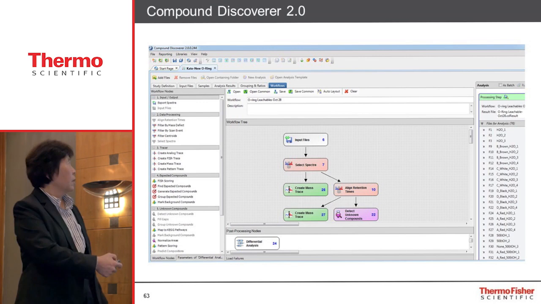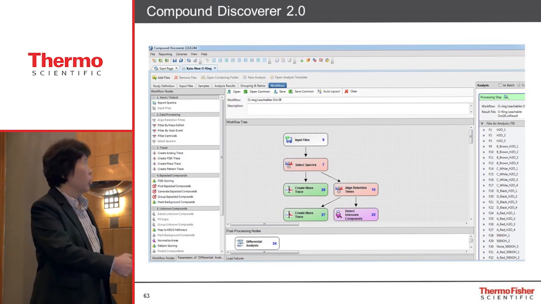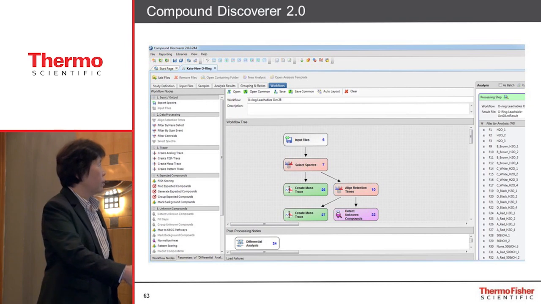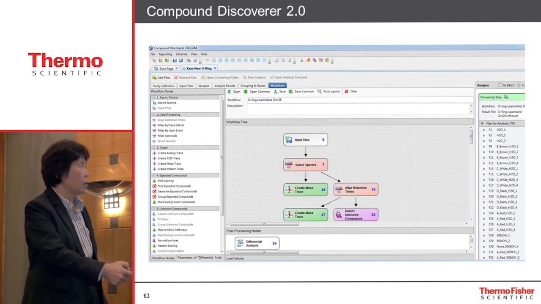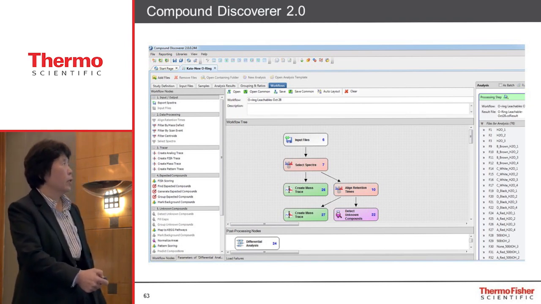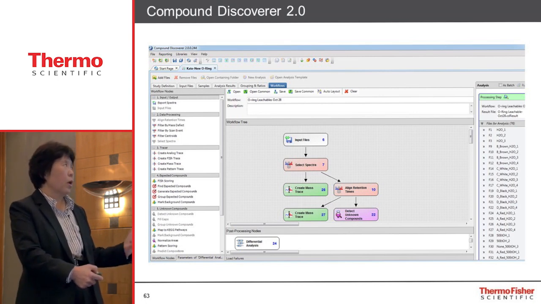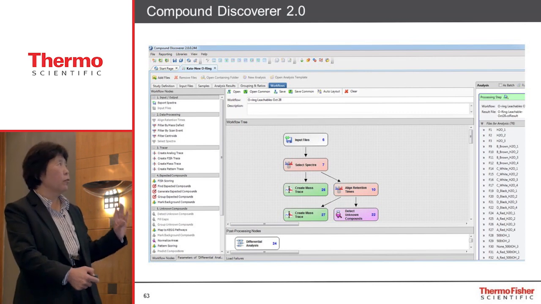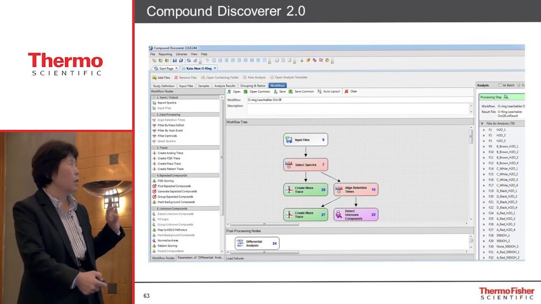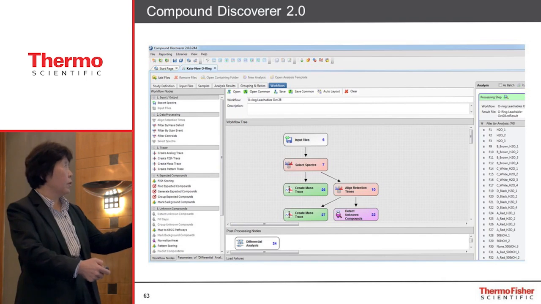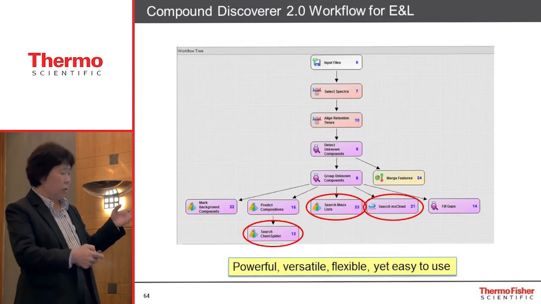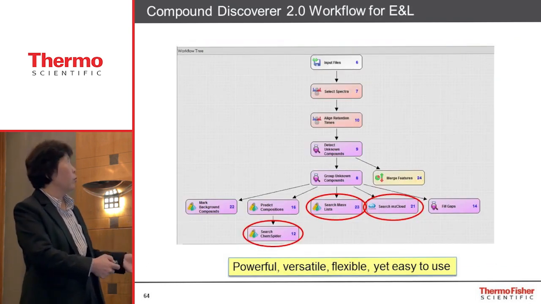This is how Compound Discoverer looks. On the left, you have all those nodes. Based on your need, you can drag and drop, put them here, and then this is all your samples. By the way, we did 4 different O-rings extracted using 4 different solvents, and we did duplicates. So everything is there, and this just shows you the workflow.